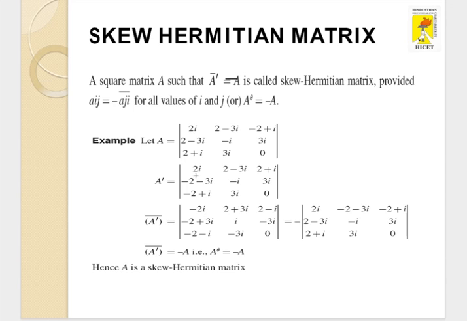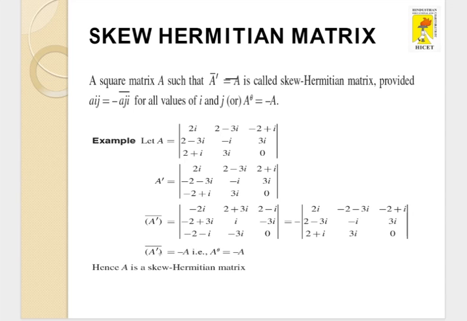So here, 2i became minus 2i. 2 plus 3i becomes 2 minus 3i. 2 minus 3i becomes 2 plus 3i. 2 plus i becomes 2 minus i. Minus 3i becomes minus 2 plus 3i. Minus i became plus i. Then 3i becomes minus 3i, and so on. If you take the minus sign out from this, we will get minus of 2i, 2 minus 3i, like that.